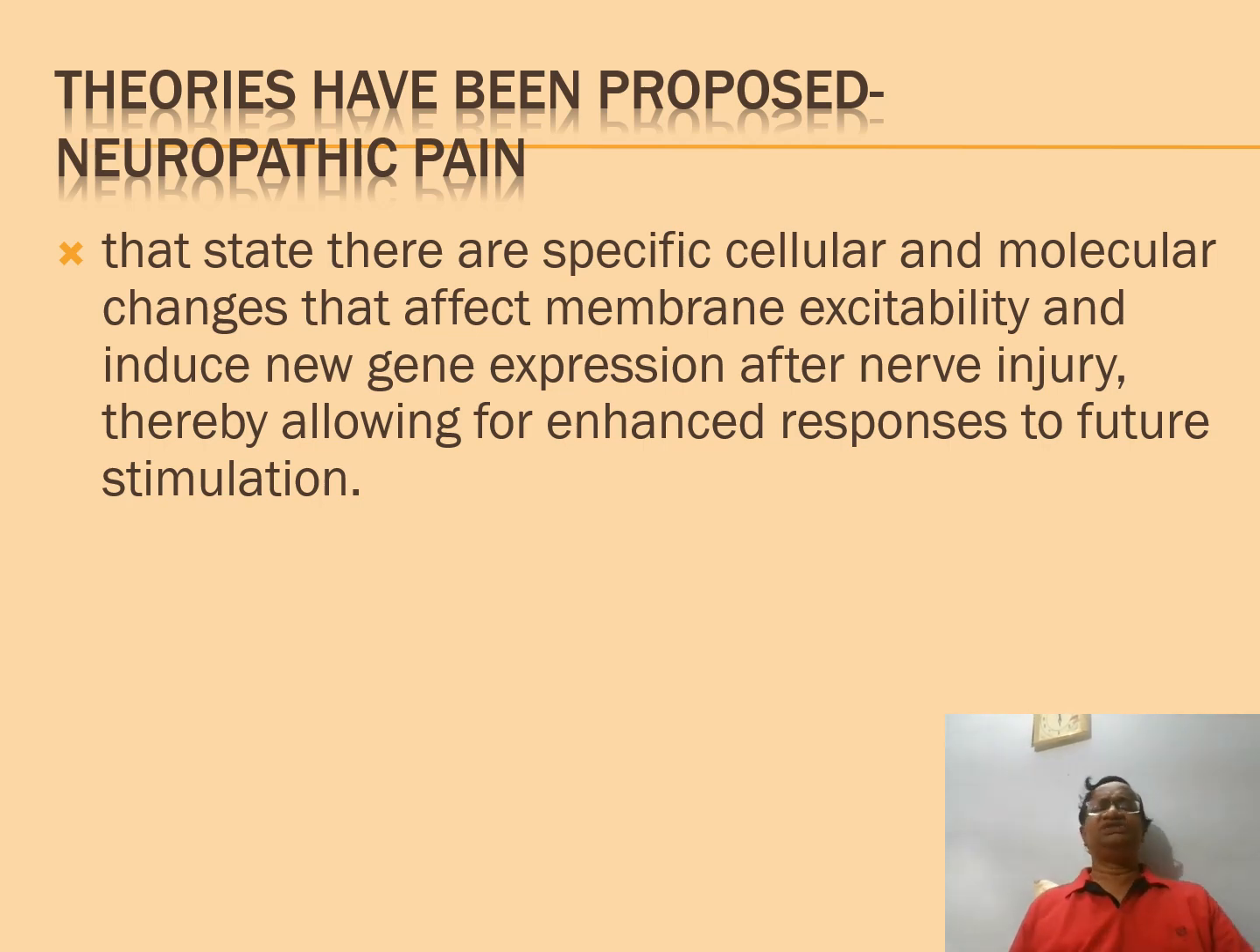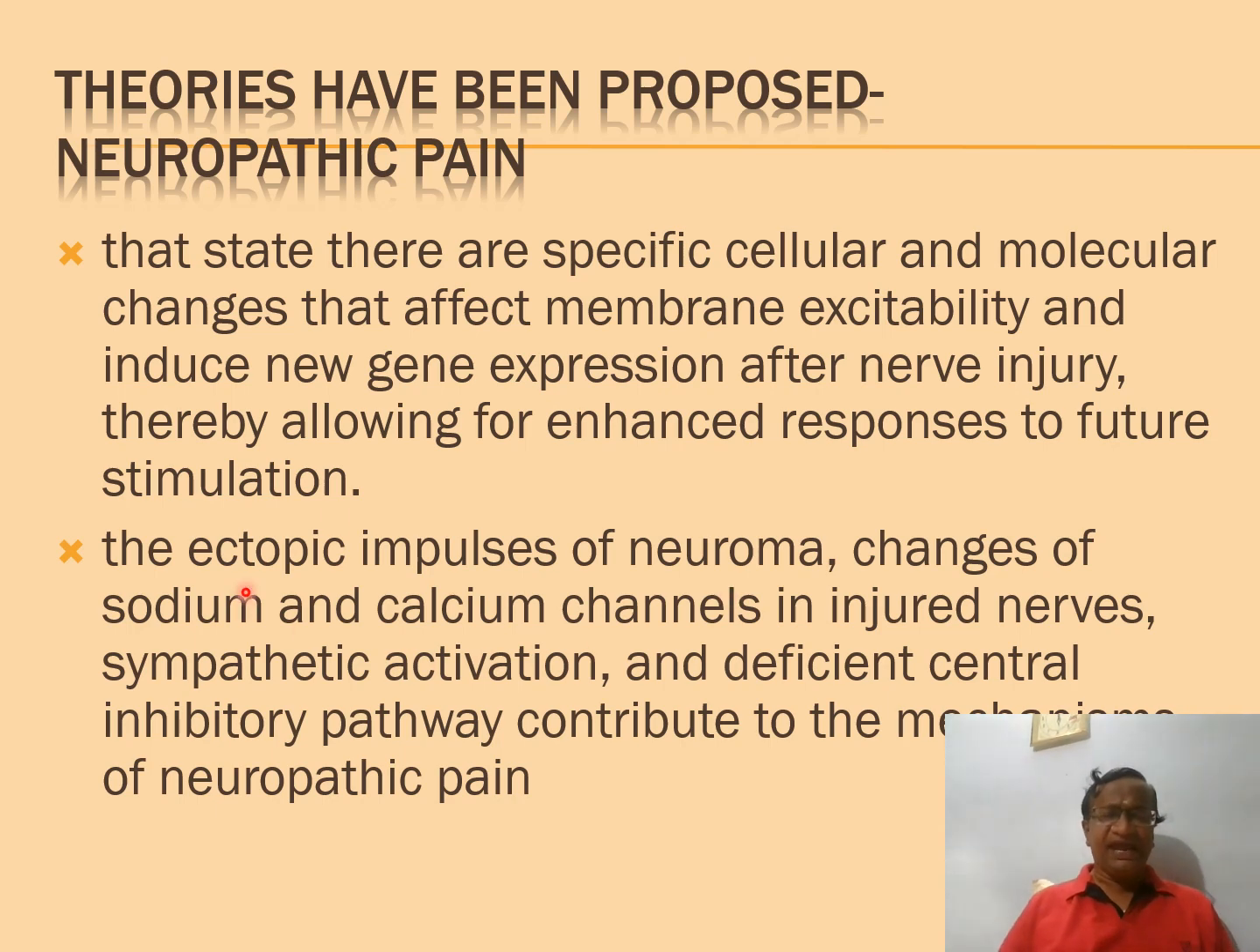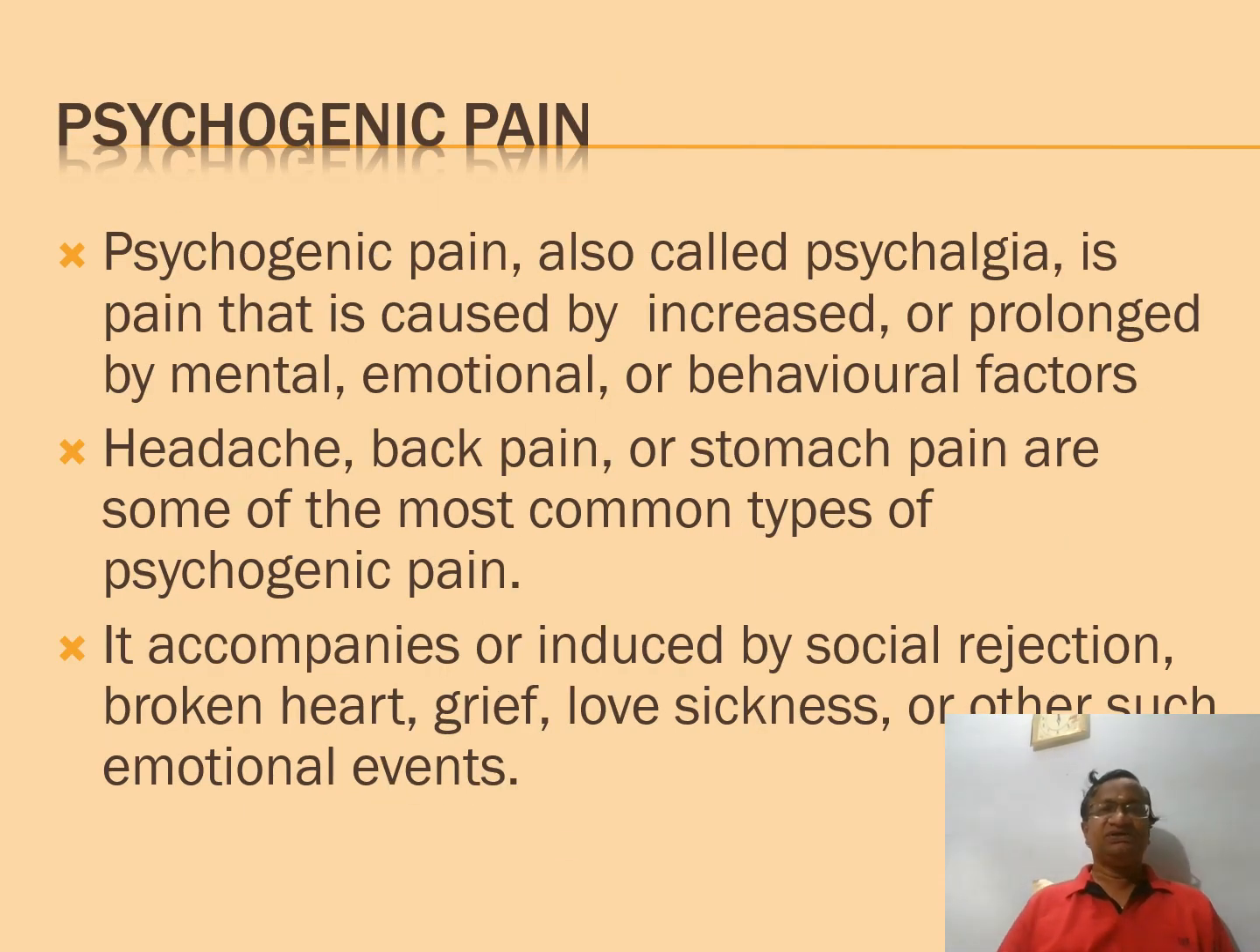There are a lot of theories which have been proposed for neuropathic pain: specific cellular and molecular changes that affect membrane excitability, new gene expression after nerve injury. So many things, for example, ectopic impulses of neuroma, changes of sodium and calcium channels. So many things have been proposed for neuropathic pain.